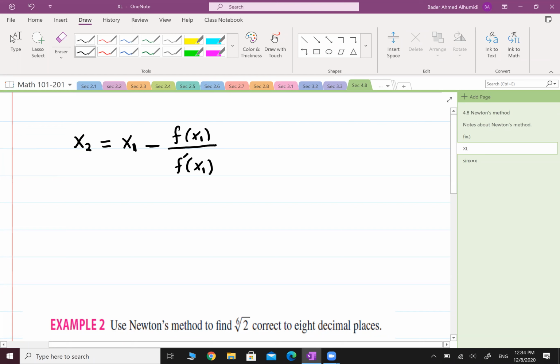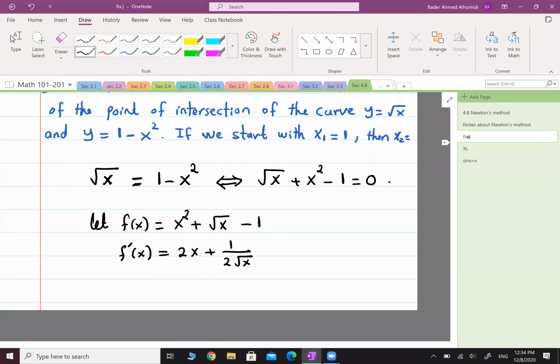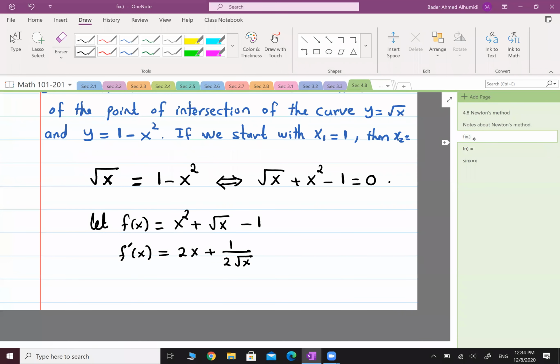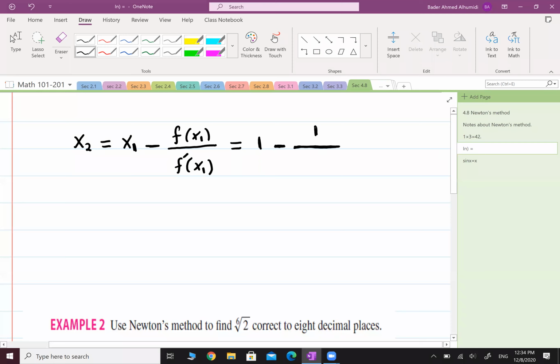Nice. Now we substitute this. What does it equal? x1 is given in the question, it's equal to 1, so I will take 1 here. Minus, I open the fraction here. f of x1: I substitute for x by 1 in f of x. So I have 1 plus 1 minus 1. That is equal to 1.